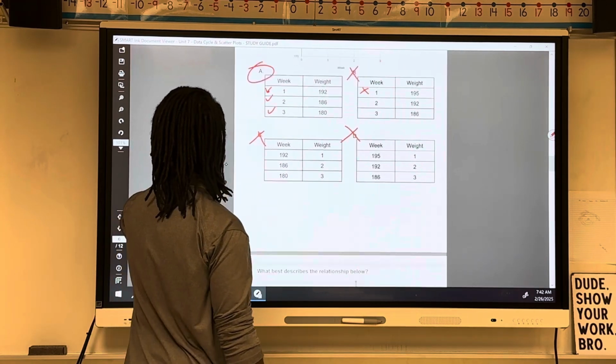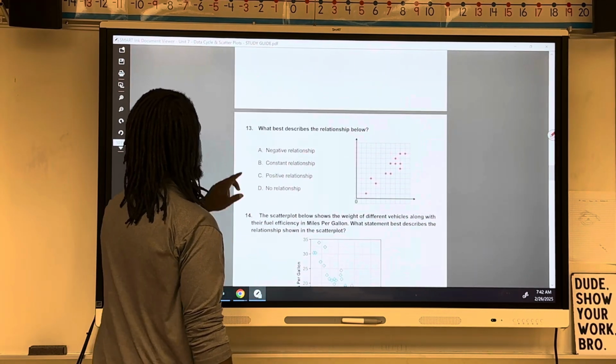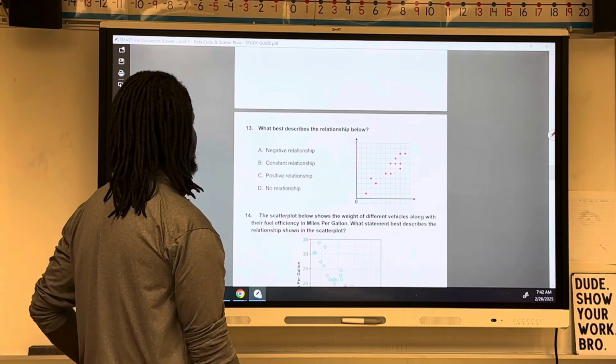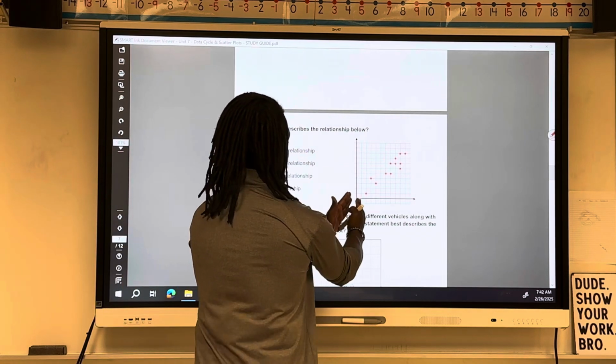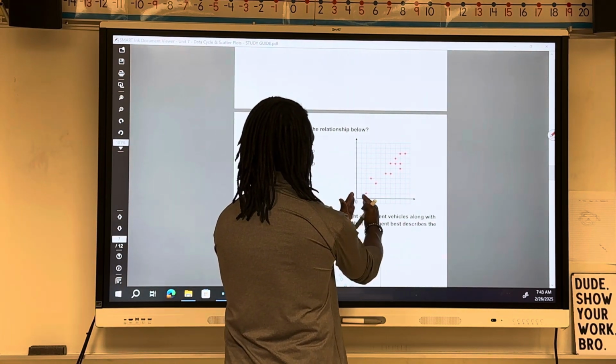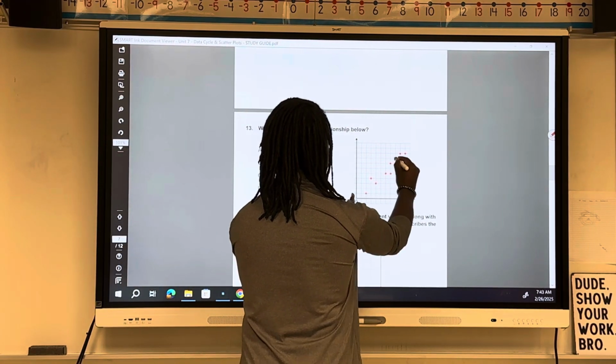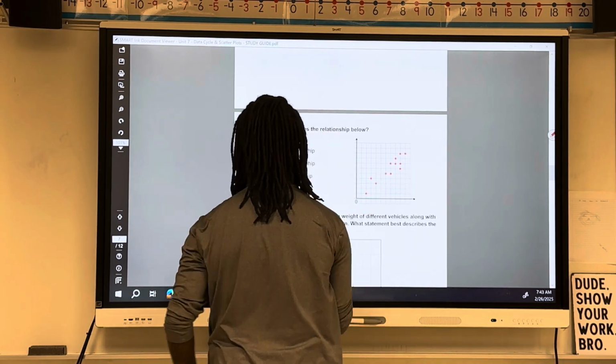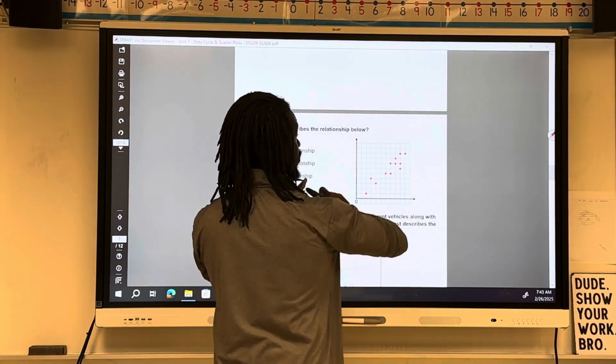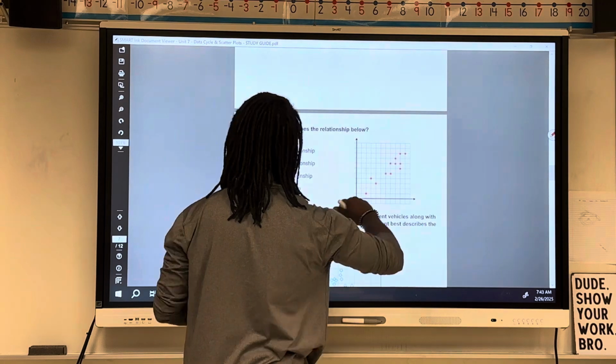All right, moving on. Question number 13, which best describes the relationship? So we're looking at the relationship. We're going from left to right. My values are going up. Okay, they are going up. So that is a positive. If they're going up, that is a positive relationship.